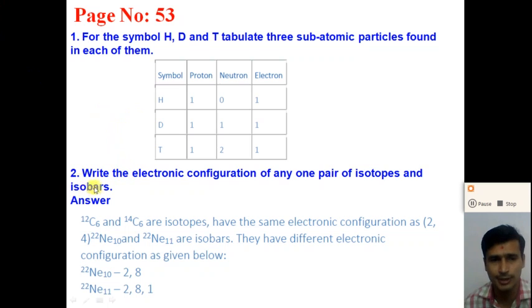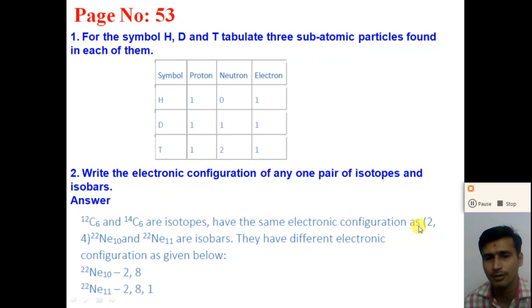Now the next question is: write the electronic configuration of any one pair of isotopes and isobars. Isotopes have the same atomic number but different atomic mass, and isobars have the same atomic mass but different atomic number. So we need to write the electronic configuration of one pair of isotopes. For that we take carbon-12 and carbon-14, which are isotopes. Here the atomic number of carbon is 6, the same, but the atomic mass is different.